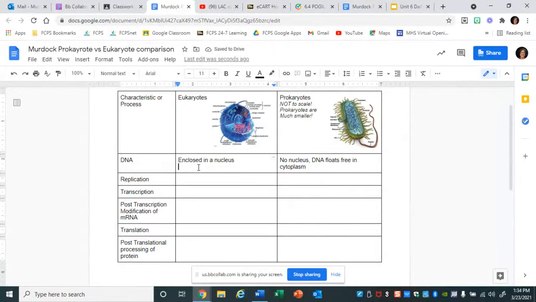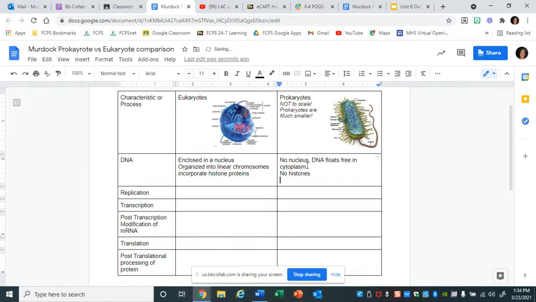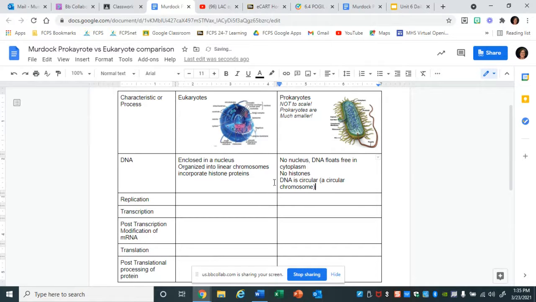Okay. Enclosed in the nucleus. The eukaryotic DNA is organized into linear chromosomes that incorporate histone proteins, right? There's lots of packing in a eukaryotic chromosome. DNA is wrapped tightly around histones, and a lot of times that's going to definitely affect whether it gets expressed or not. In prokaryotes, no histones, and DNA is circular. Circular chromosome. Very different from a eukaryotic. Okay. Linear chromosomes, circular chromosomes.